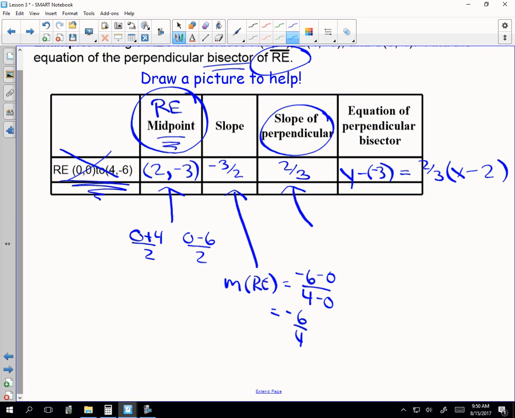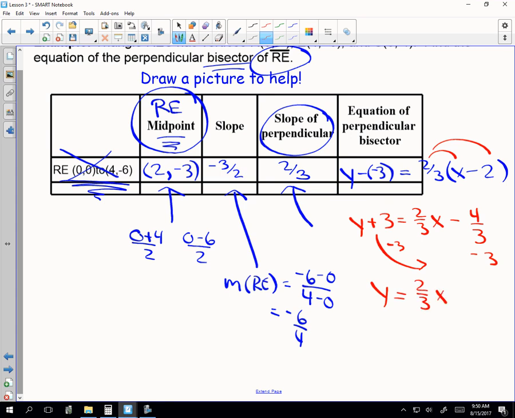But if you're ever going to set two lines equal to each other, we have to get this into slope-intercept. So how can we get this into slope-intercept? The first thing that we would have to do is simplify and distribute. So now we've got 2/3 x minus 4/3. Okay, so I've simplified the left, distributed on the right, and now we need to move the 3 to the other side by subtracting 3 from both sides. And we have y equals 2/3 x, and we have 4/3 minus 3.